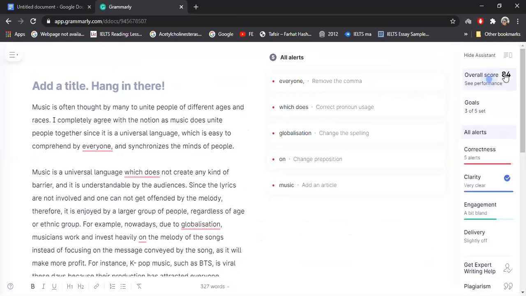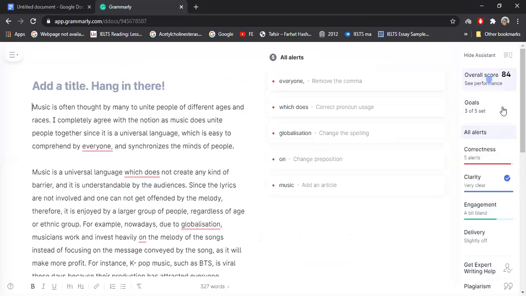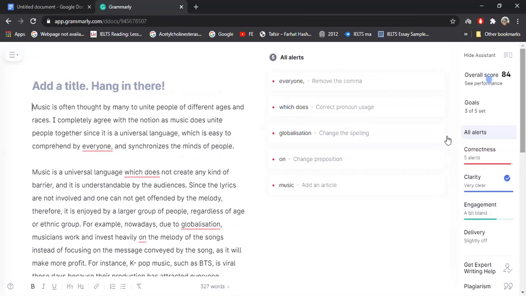Okay, Sanjita, look here. I got 84. I think I should have got a good band for this essay. First of all, let's see this, because I'm happy to share this. I have 84 here. I have only 5 correctness alerts. Clarity is very good. And I don't know what it means, but it's engagement. I think it means how successfully I grab the attention of people. So here, it's also good. I personally feel Grammarly is telling me indirectly that I have done a good job. So let's see what I've written.